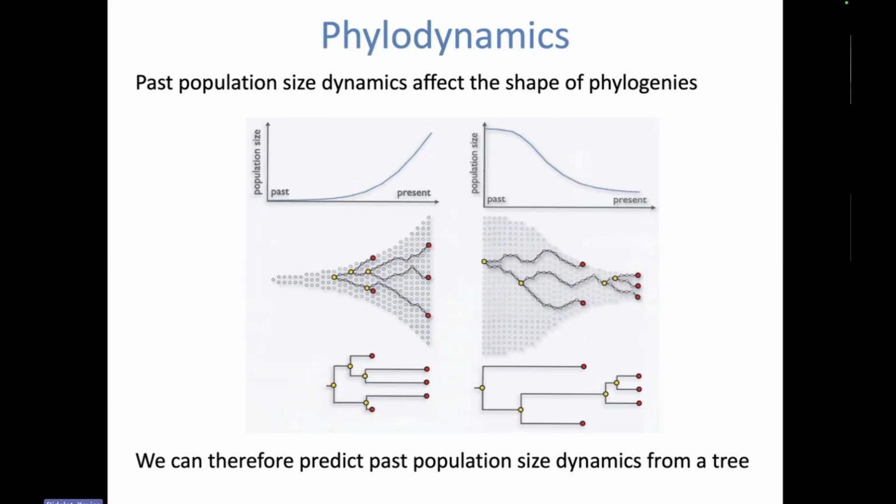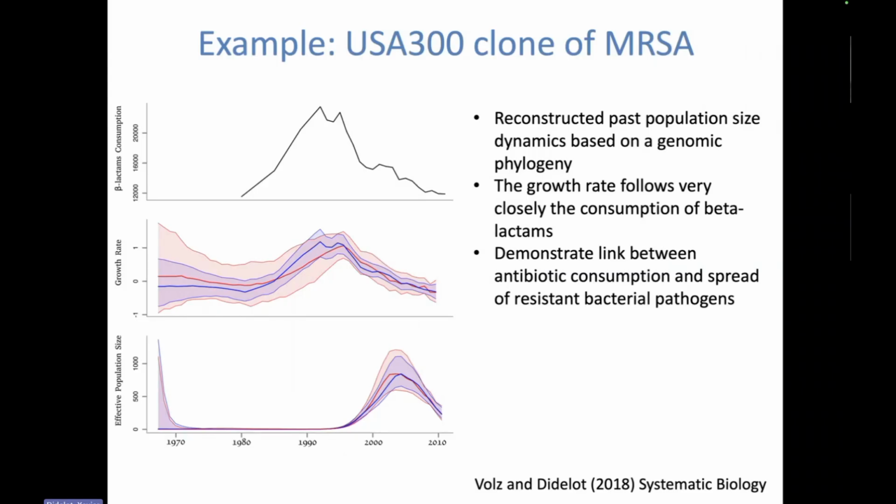Again, that's an idea that's been around for a long time. Ollie Pybus in Oxford is probably one of the first people to really introduce this idea and show how well it can work. Just one example of using that idea here is the USA300 clone of MRSA. We were interested in reconstructing its past population size. So we built a data tree, and I'm not even showing you the tree here.